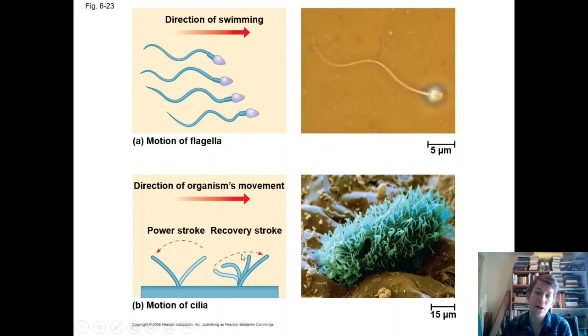But cilia are also for movement, but they're slightly shorter hairs, and usually a cell with cilia will have them covering the entire cell, and they'll just beat back and forth. So they don't undulate as much as flagella, but they just move back and forth. So some of your immune cells have cilia all over them to help them move around and search the body for invaders. Also, the cells in your trachea, in your throat, have cilia. And then if you inhale a dust particle, the cilia will help push it up so that it can get closer to your throat and you can cough it out.